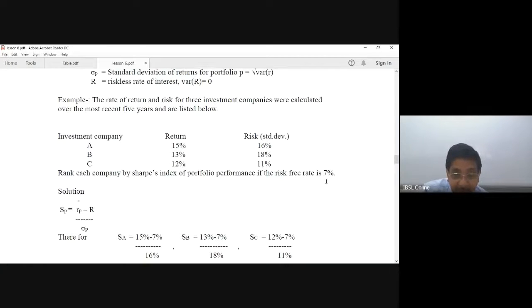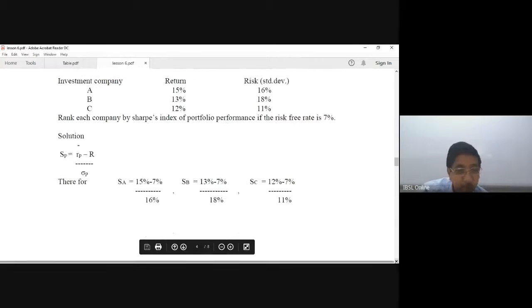Now this is also the average risk-free rate. Now you can just apply the formula. Here the portfolio return is 15. Risk-free return is 7. 15 minus 7 is the premium. When you divide it by standard deviation, you get Sharpe's index for portfolio or investment company A. For investment company B, return is 13 and risk-free rate is 7, and it is to be divided by 18, the standard deviation.